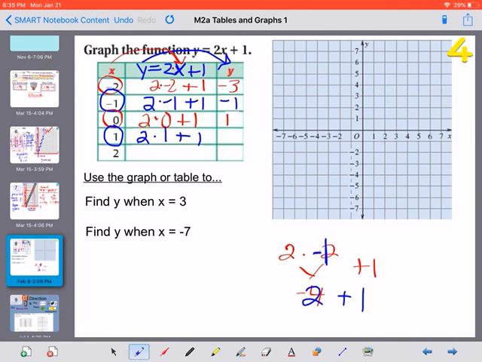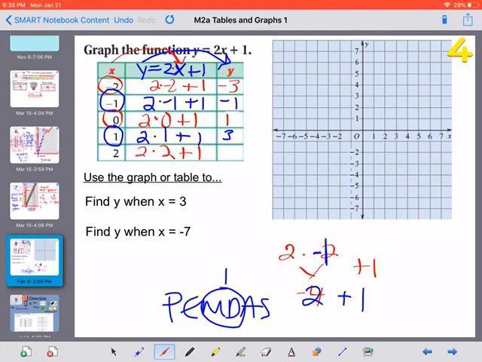Always do your multiplying first. Remember, we're doing order of operations. Multiply and divide come first. 2 times 1 is 2. 2 plus 1 more is 3. And then our last number, plugging in a 2. 2 times 2 is 4. Plus 1 more is 5.